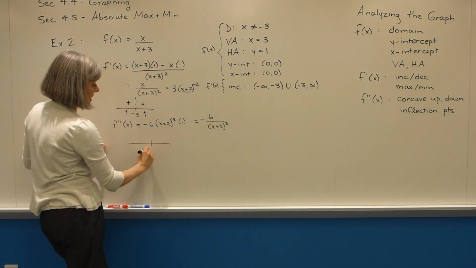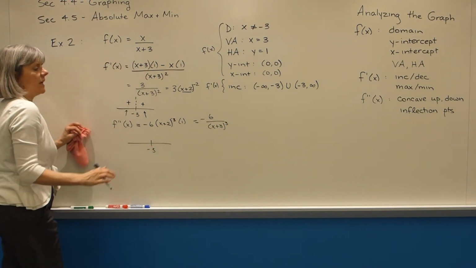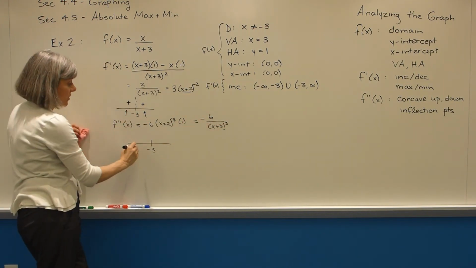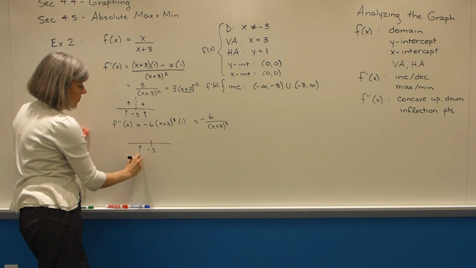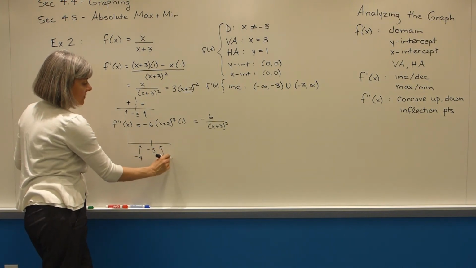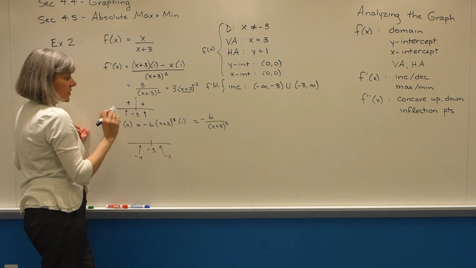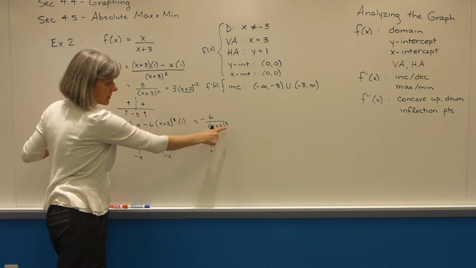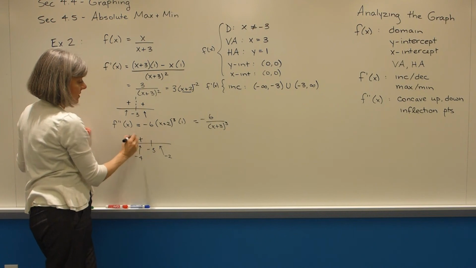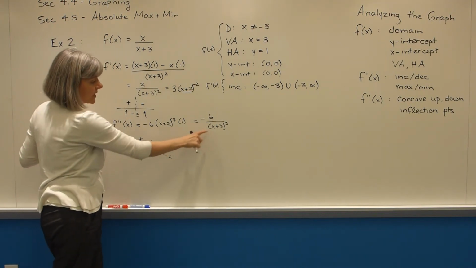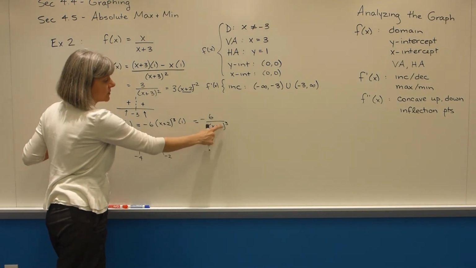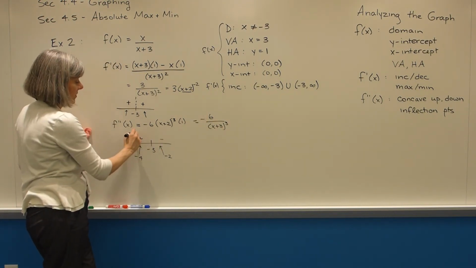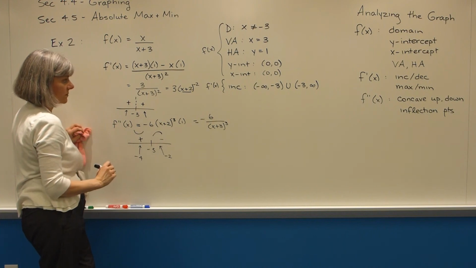Okay, so we have the same negative 3. Now, because it's cubed, its sign will change. So now we actually do need to check points. So negative 4 and negative 2. So if I put in negative 4, I'll get negative 1 cubed, that's negative, another negative, positive. If I put in negative 2, negative 2 plus 3 is 1, 1 cubed is positive, negative 6, negative. So this is going to look something like that.